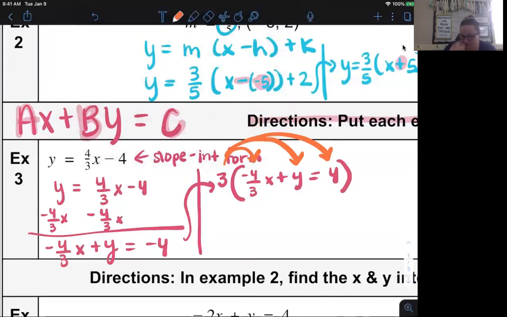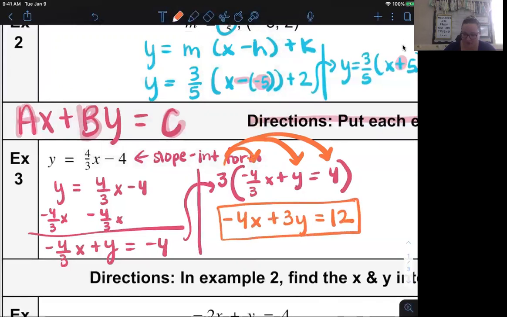So what happens here is 3 times negative 4/3 is just negative 4. So we have negative 4x. 3 times y is 3y, and 3 times 4 is 12. And now our equation is in standard form. It's ax plus by equals c. A, b, and c are all integers. They're negative 4, 3, and 12, which are integers.